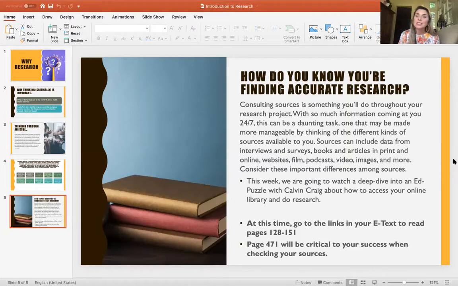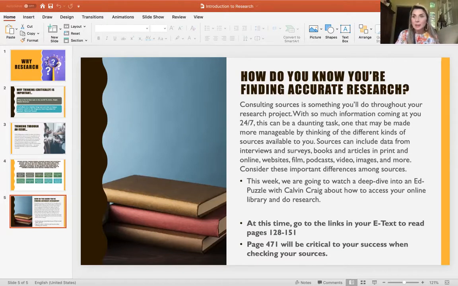Consulting sources is something you'll do throughout your research project and really projects. With so much information coming at you 24/7, this can be a daunting task and one that may be made more manageable by thinking of different kinds of sources available to you. Sources may include data from interviews and surveys, books and articles in print and online, websites, film, podcasts, video, images, and more. Consider these important differences among your sources.